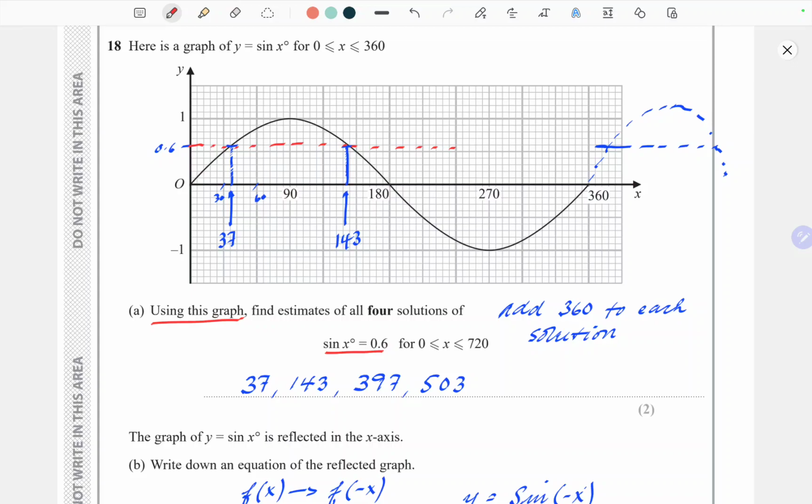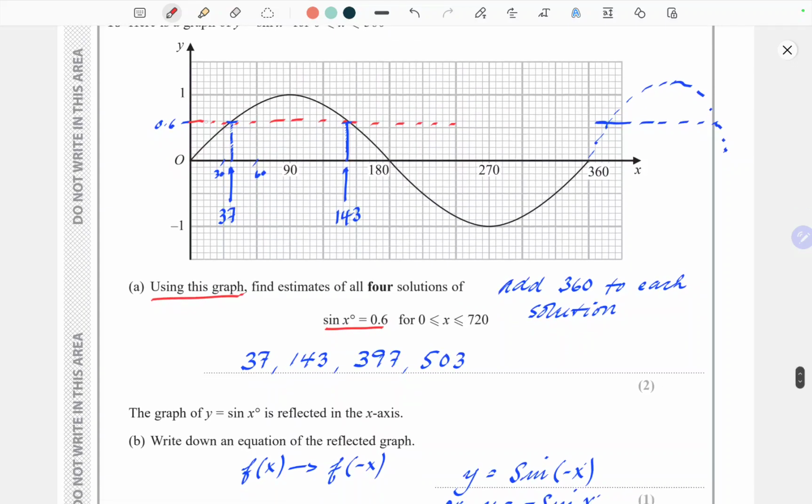Now, the problem is, I'm not using a sharp pencil, I'm using one of these screen pens. In the actual exam, you would draw a sharp line at 0.6 straight across the graph and see where it intercepts. I'm taking it roughly somewhere between 36 and 38 from what I can see there. So that's 37, and it has to be 37 in from the 180 because it's symmetrical about the middle. So that's 143. So we have those first two.